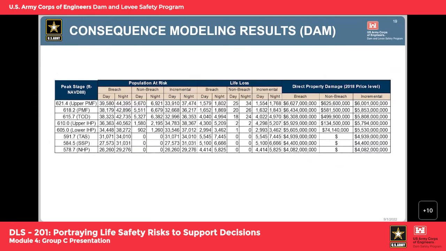All right. So these are the consequences for the backward erosion piping embankment failure. Kind of what I alluded to previously, the numbers are significantly higher for this failure mode than the spillway failure mode. Again, we did not use the upper PMF and the best estimate PMF for the risk calculations. We limited the backward erosion piping failure mode to the top of dam pool. But as you can see here, incremental life loss is significant for the various pools that we analyzed and ranges from approximately 3,000 up to 7,500.